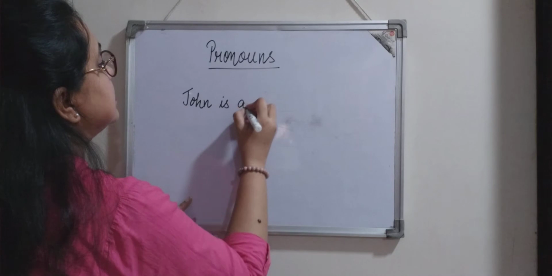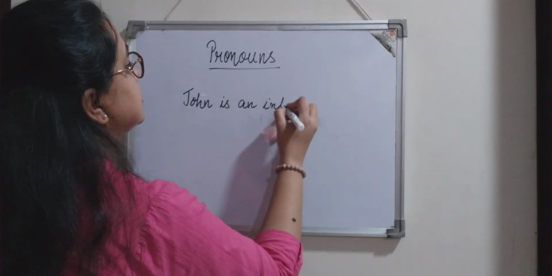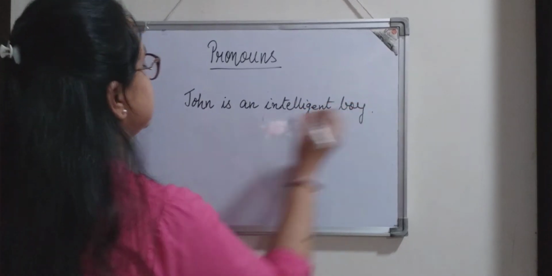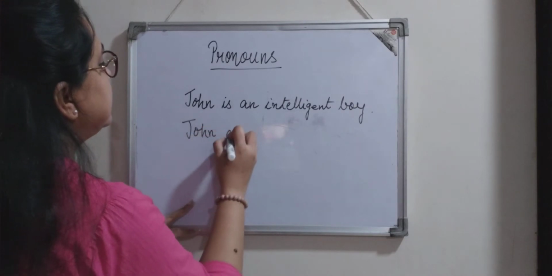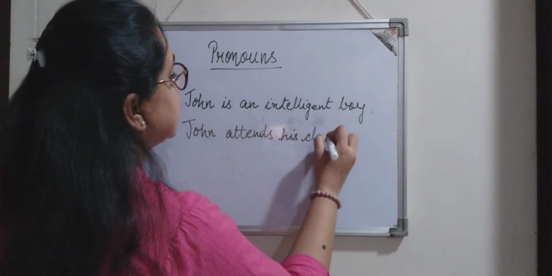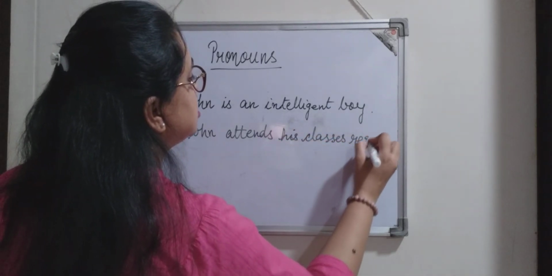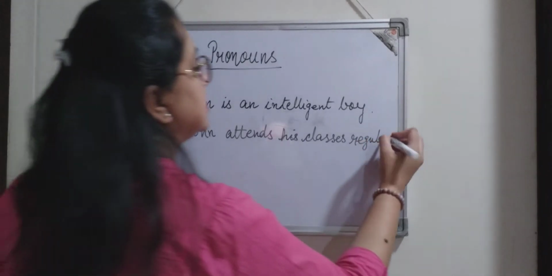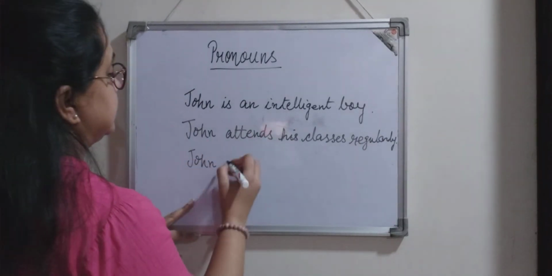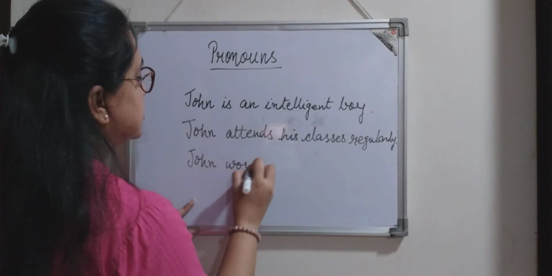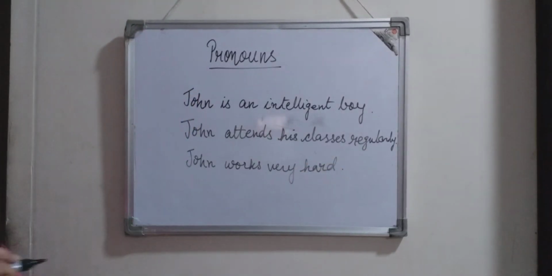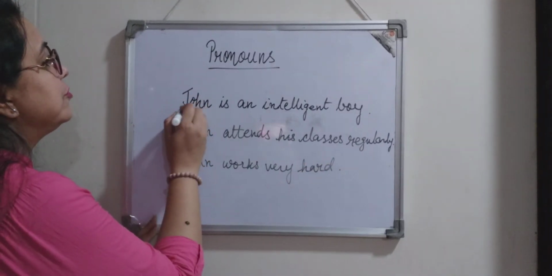John is an intelligent boy. John attends his classes regularly. John works very hard. So here I have written three sentences with the same word John.